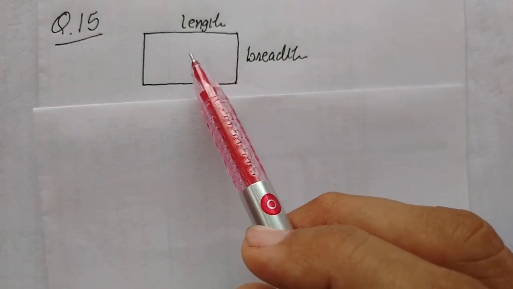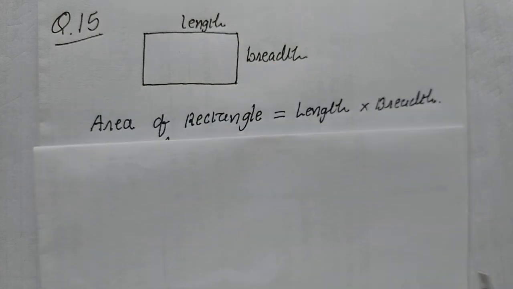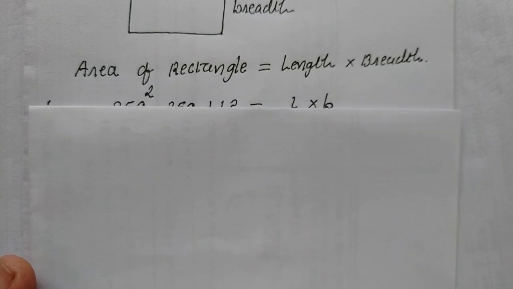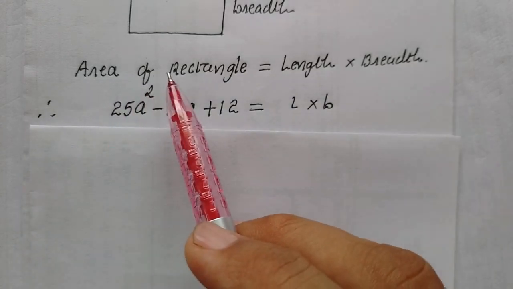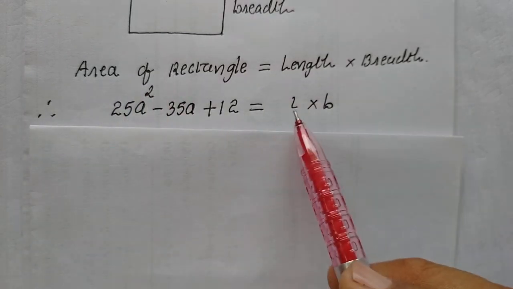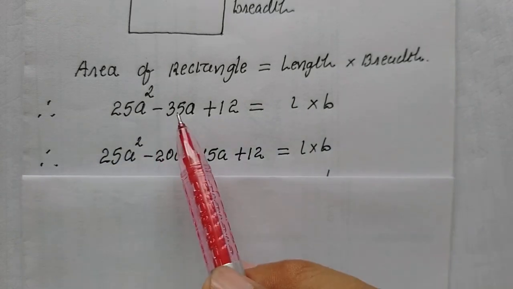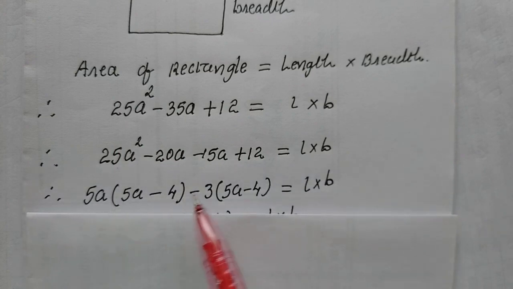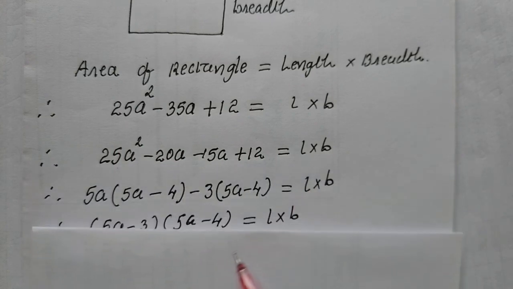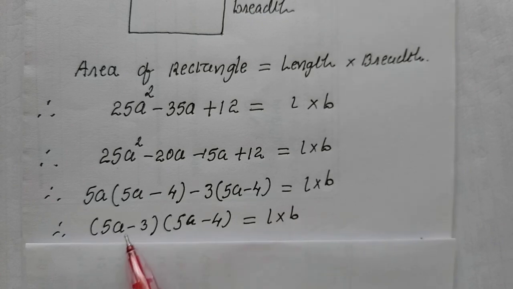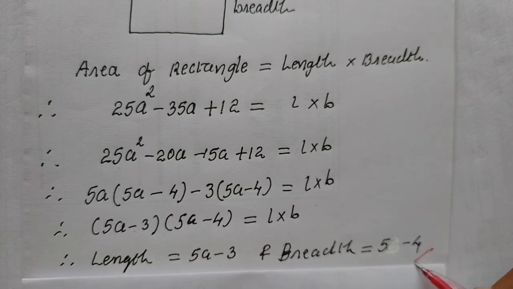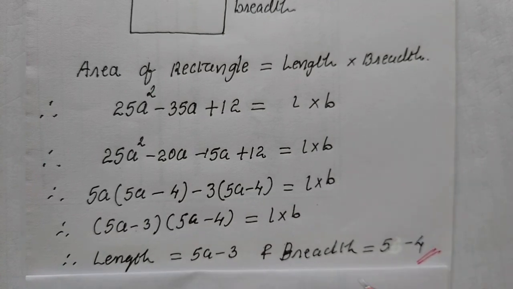Now children, this is a rectangle, with length and breadth. Next step, formula: area of rectangle equals length into breadth. Now children, the area of the rectangle is given, so we have written here L into B. Now children, factorize this. So we are getting this step. Now take 5a common, 5a minus. Next step will be this way. So length equals this, breadth equals this, children. Okay, this is the answer, children. Here the breadth is 5a.